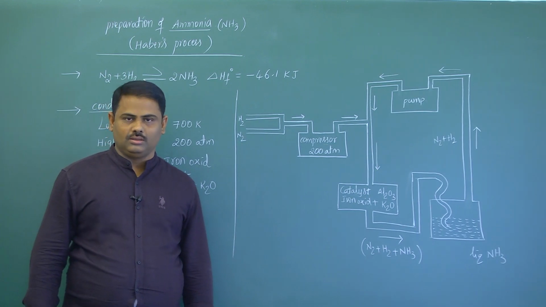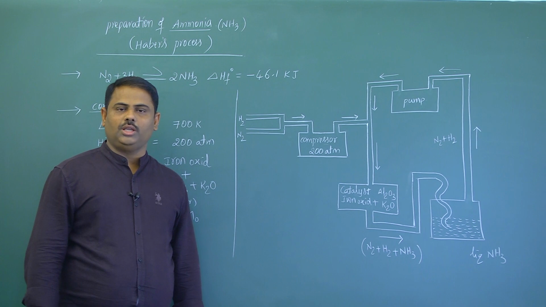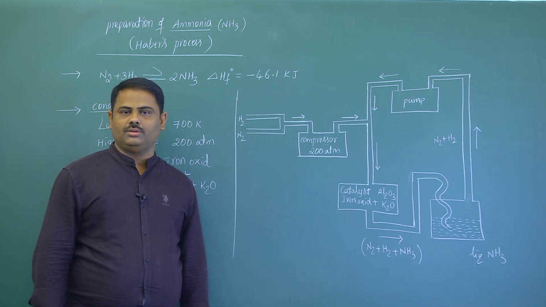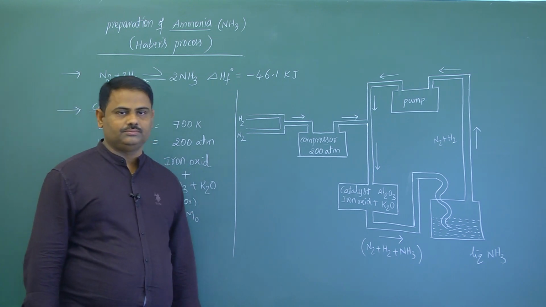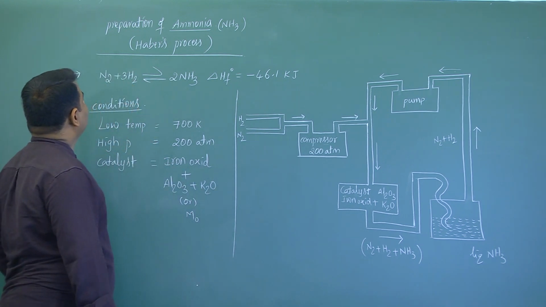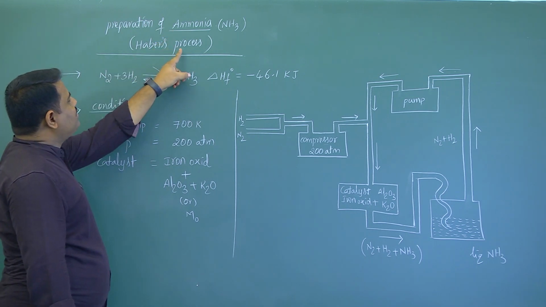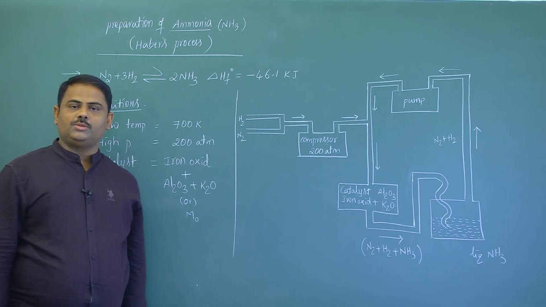Now, one of the important points for a 3 marks question. Most of the times we have got this question for the PU examination. That is preparation of ammonia by Haber's process. Haber's process.